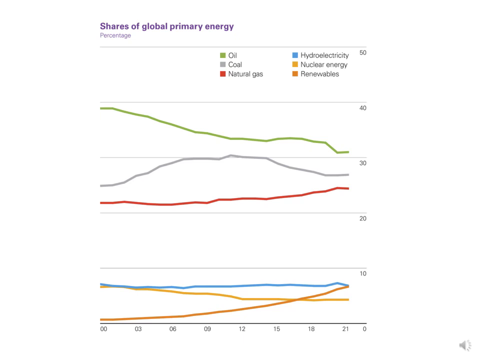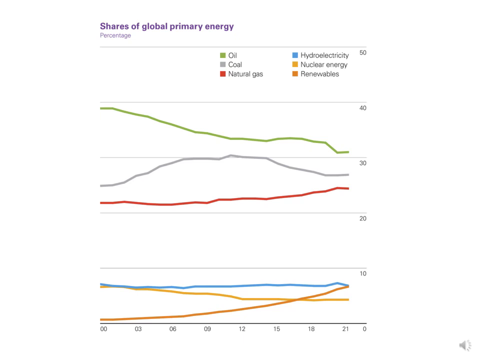So the first thing to note is that our reliance upon oil as the primary energy source of the planet is decreasing. In 2000, we had about 40% of our energy coming from oil, and that's decreased now to just about 31%. The other thing that's decreased is nuclear power. It's decreased from about 7 to 5% of world power. And coal was rising up until about 2012, and then it's now started to decline.